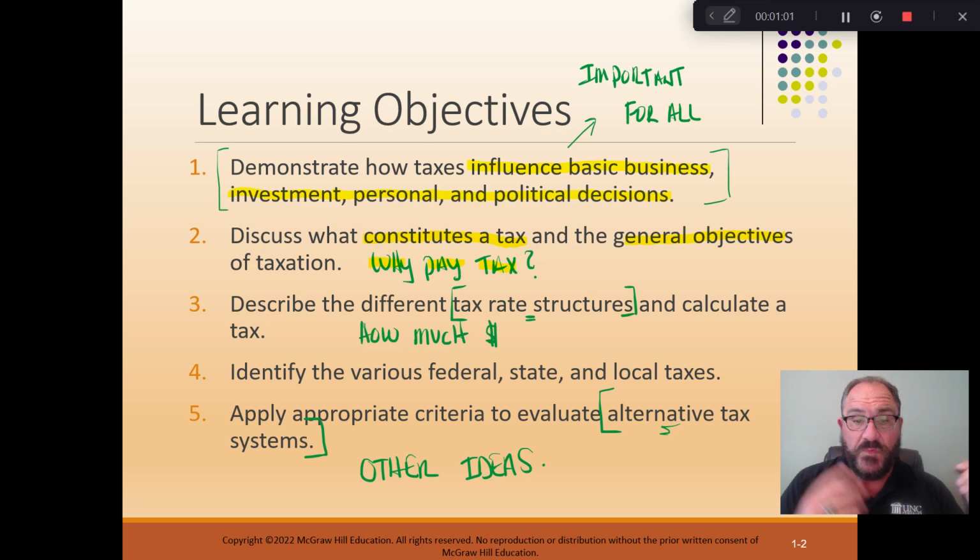Next, we're going to take a look at different tax rate structures and how to calculate a tax. So how much money you owe. A little bit about different types of tax. There's federal, there's state and local taxes, so we're going to talk about those. A little bit about the criteria to evaluate tax systems, right?